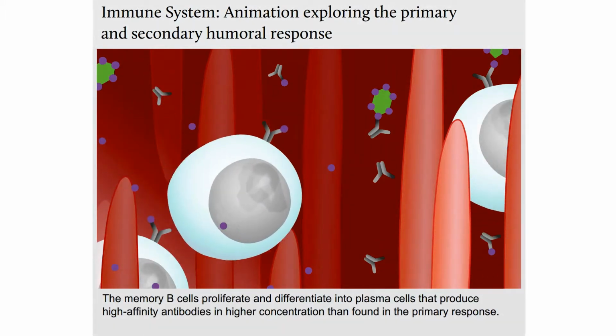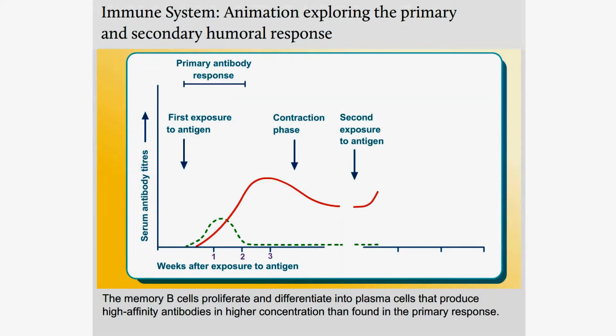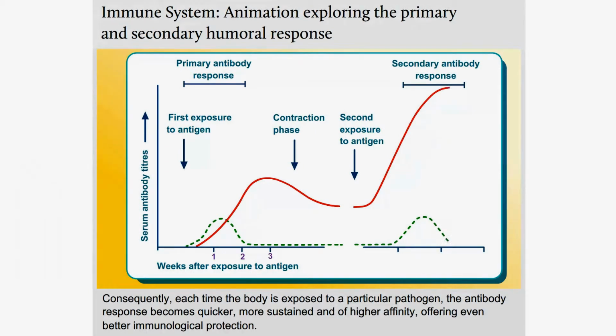The memory B cells proliferate and differentiate into plasma cells that produce high-affinity antibodies in higher concentration than found in the primary response. Often, during the secondary response, further maturation occurs, leading to antibodies that are more specific. Consequently, each time the body is exposed to a particular pathogen, the antibody response becomes quicker, more sustained, and of higher affinity, offering even better immunological protection.